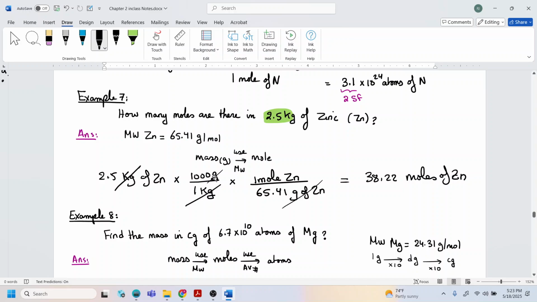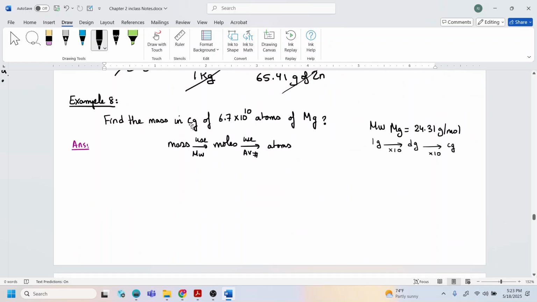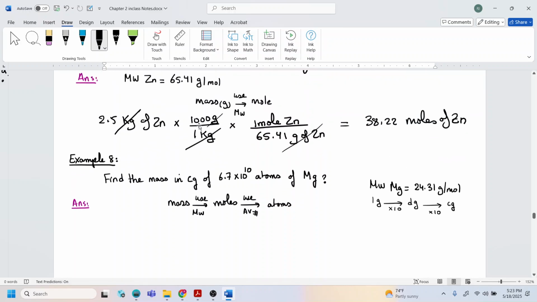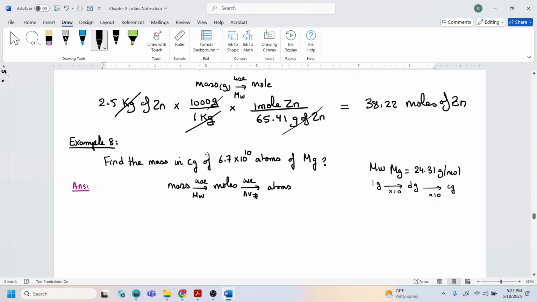So once you get the mass in grams, the grams is going to be the grams of zinc. So this is why the grams of the zinc goes out with the grams of the zinc as well. Find the mass in centigrams. So see here, I am just introducing these examples where you would need to change the mass into grams before you go ahead and proceed. Okay, so find the mass in centigrams of 6.7 times 10 to the 10 atoms of magnesium.